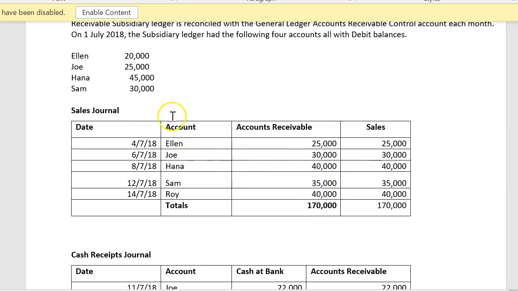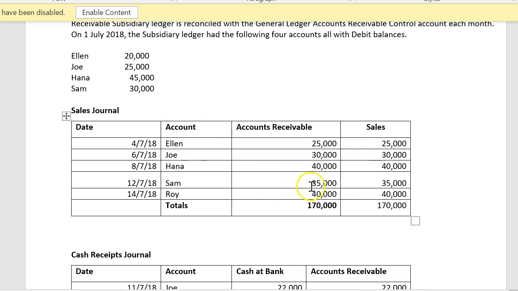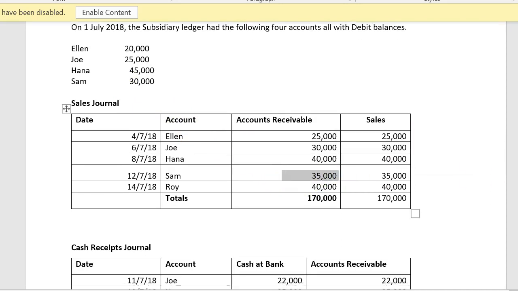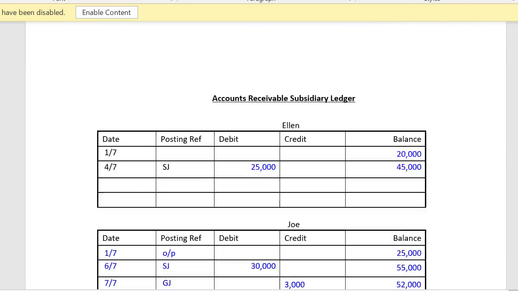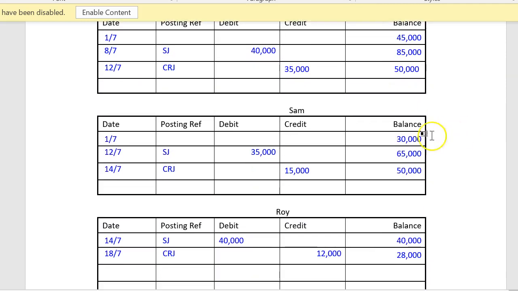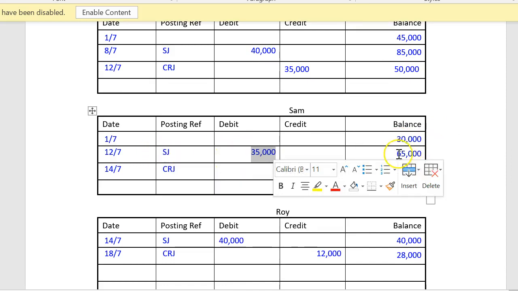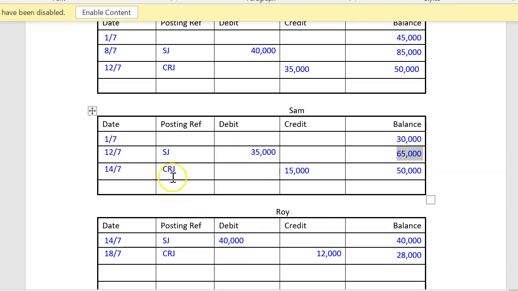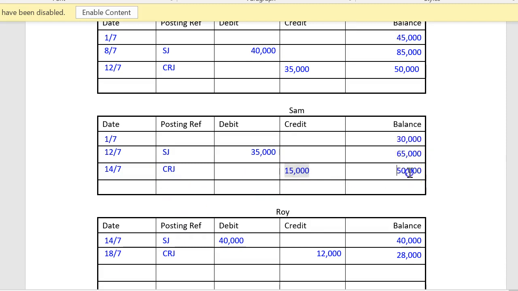Next we have Sam. Sam's opening balance is 30. They made credit sales of 35 and cash collection of 15. So 30, credit sales from the sales journal of 35, balance becomes 65, and they collected $15,000 of cash, balance becomes 50.